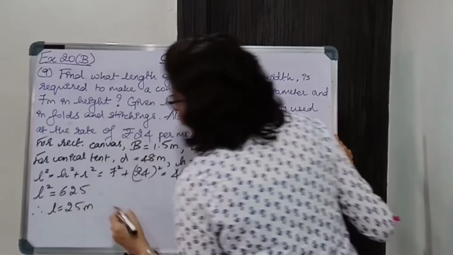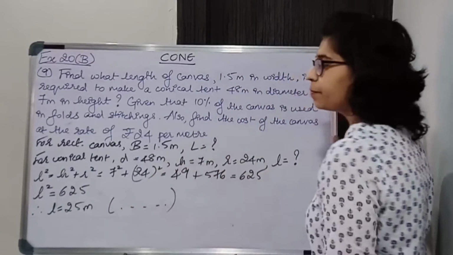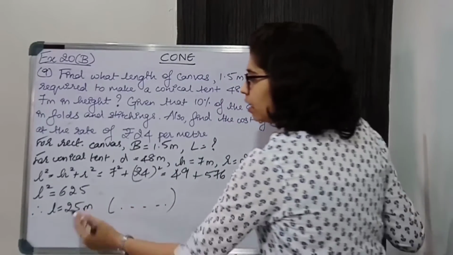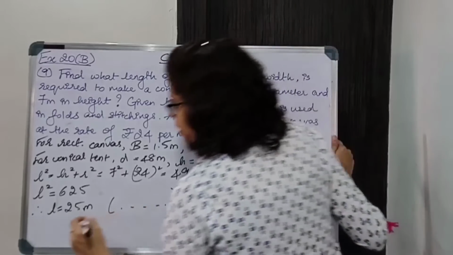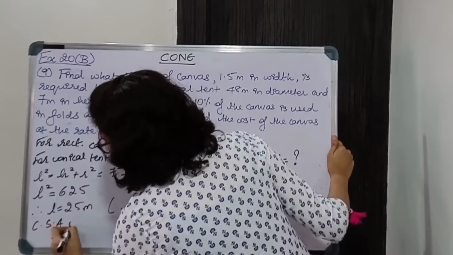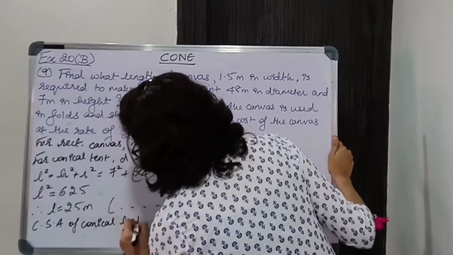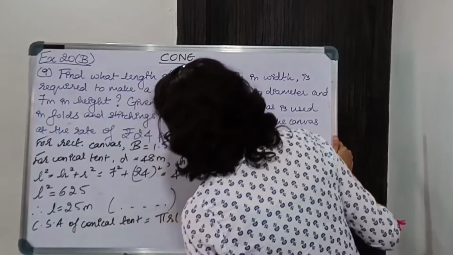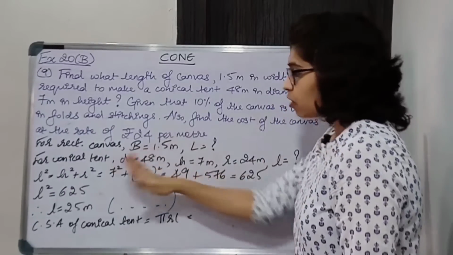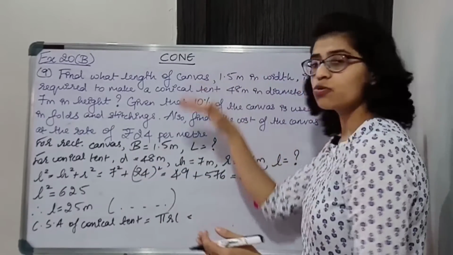Taking square root on both the sides, you have to give reason over here. Okay, we got L. Now we can easily find the curved surface area. So CSA of the conical tent is equal to pi RL. I am solving everything horizontally because I have less space. You are supposed to solve it vertically.